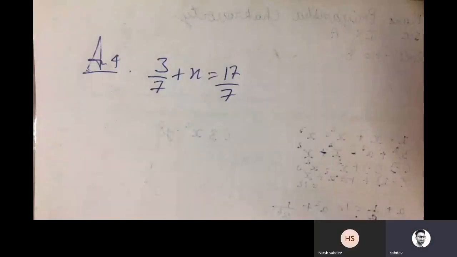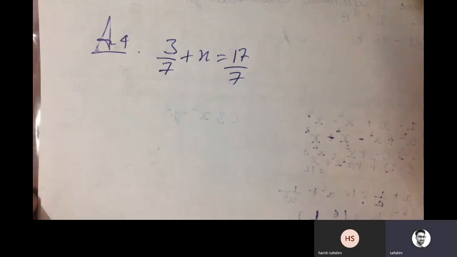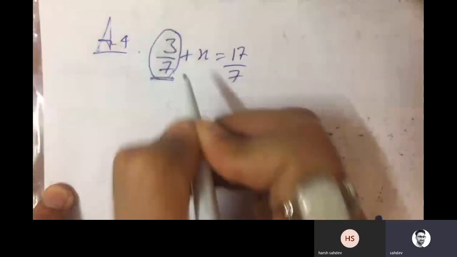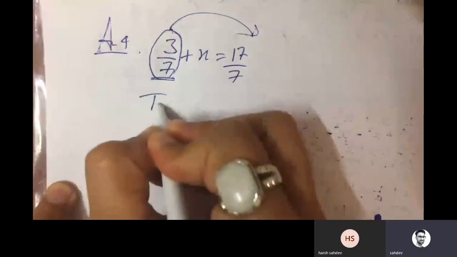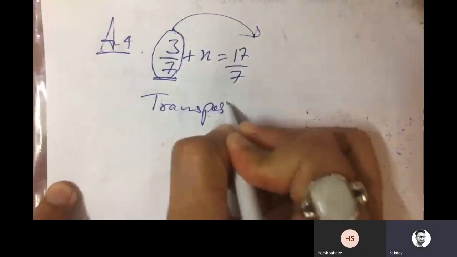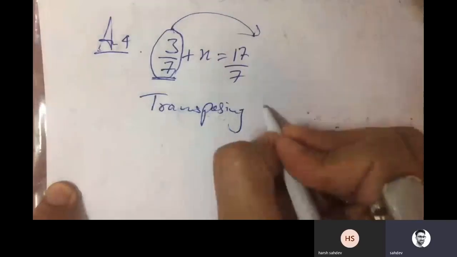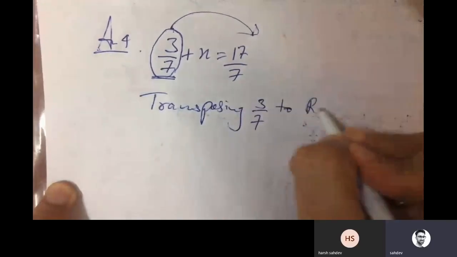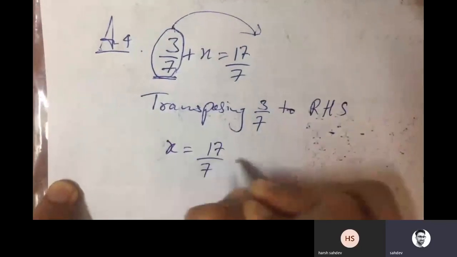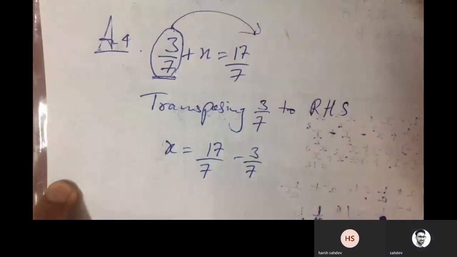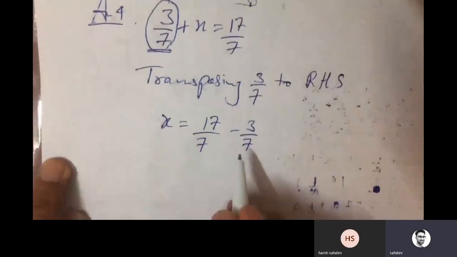Now coming to the next question. This is your question. 3 upon 7 plus x equals to 17 upon 7. And we can solve it like this. First, this is a fractional part, and we'll transpose it to the right hand side. So we will write transposing 3 by 7 to right hand side, and it will become x equals to 17 by 7 minus 3 by 7.